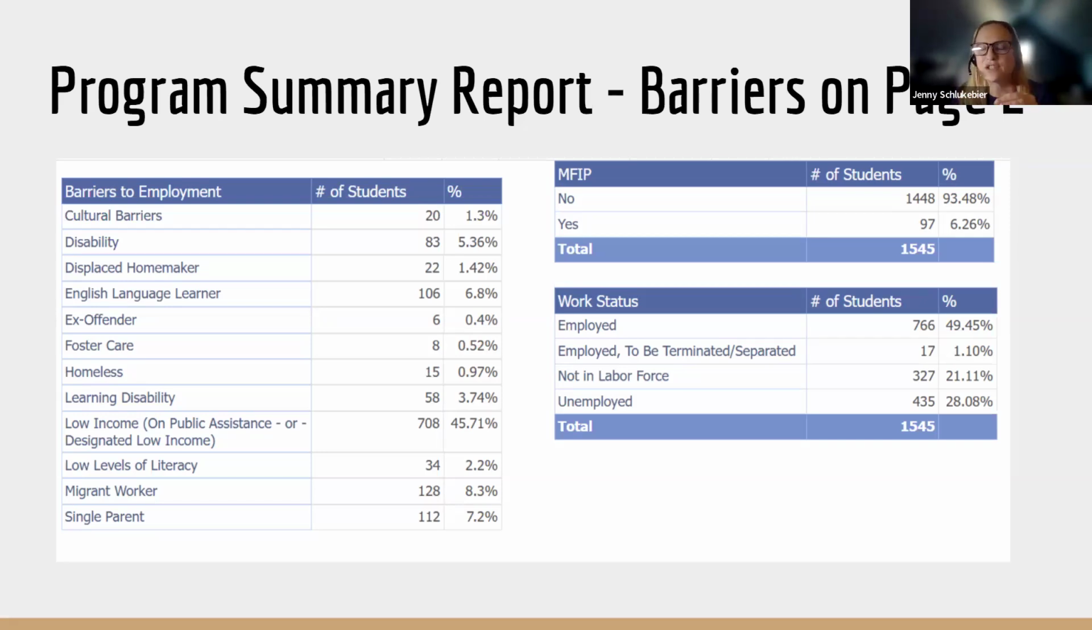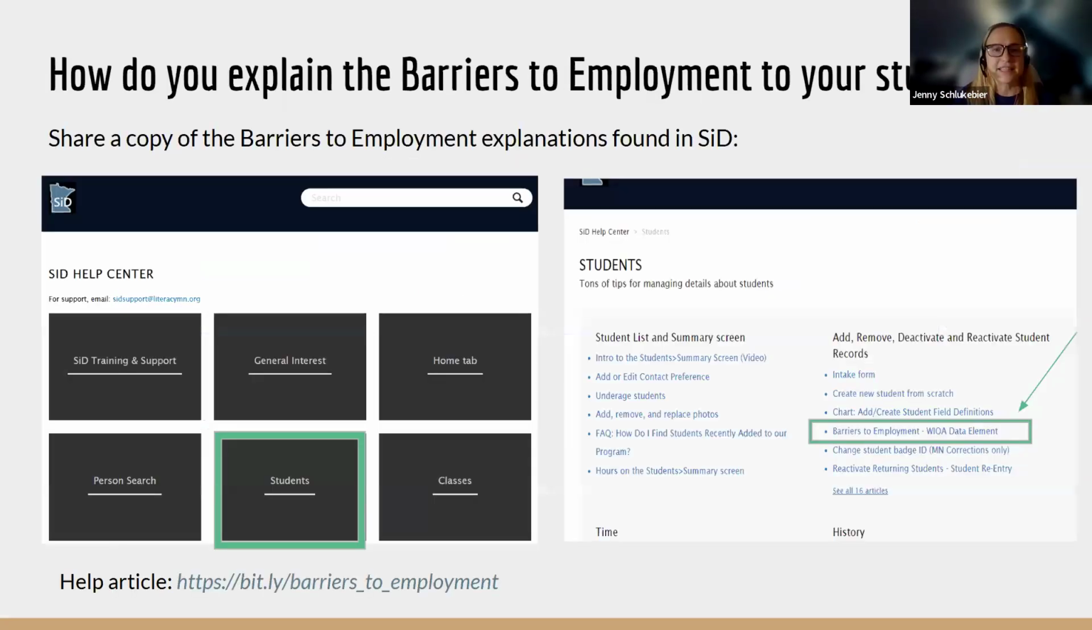This table is not interactive, but it's sort of live. If you don't have anybody with displaced homemaker, that's not even going to show up on this screen. So if you're a small program in particular, this table on the left might only have a handful of items, because if you have no students who were in the foster care system, that line's not going to show. This is the new summary page we made listing out those barriers to employment. And on the same screen is the MFIP and work status. I think that's done with my section.